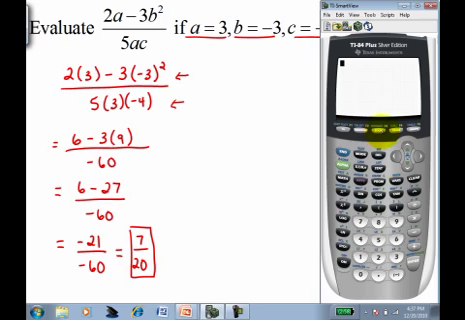So when I would enter this in the calculator, I would do parentheses and then just type everything in as I have written. 2 times 3 minus 3 times negative 3 squared, and then close the parentheses for the numerator, divided by parentheses again, and then 5 times 3 times negative 4. And then close the parentheses and hit enter.